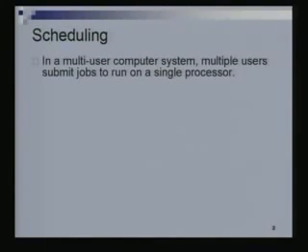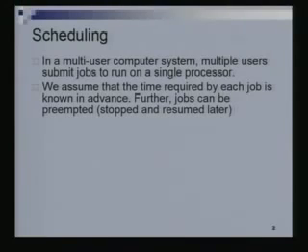So, we have a multi-user computer system. That is a system in which there are multiple users who can submit jobs at different points in time. We assume that when a job arrives, we know in advance how much time the job is going to take on the particular system that we have. Further, we assume that jobs can get preempted, that is, the job is running, it can be stopped, some other job can be scheduled on the processor, and then later this job which was stopped can be resumed.